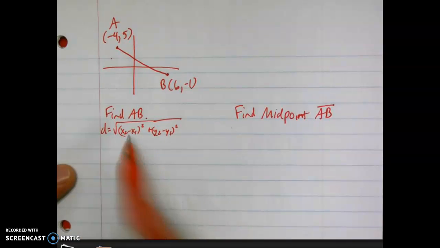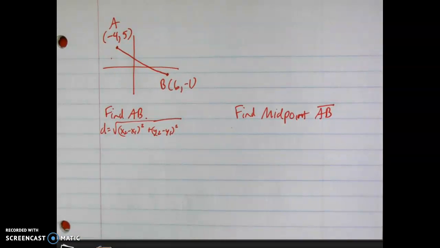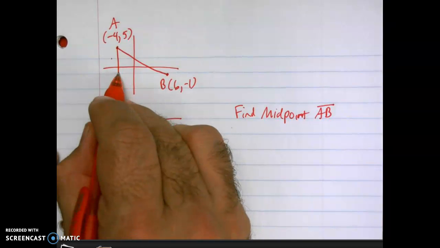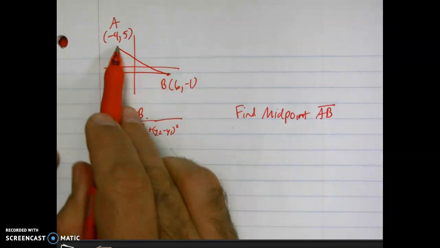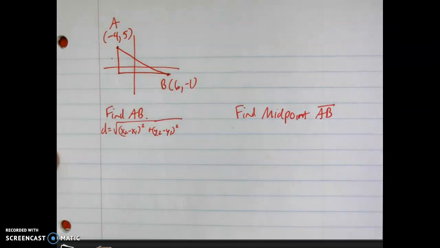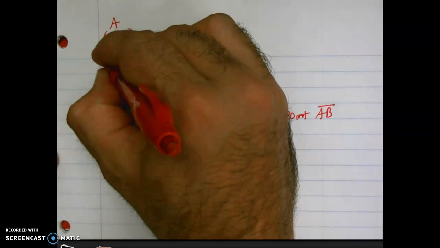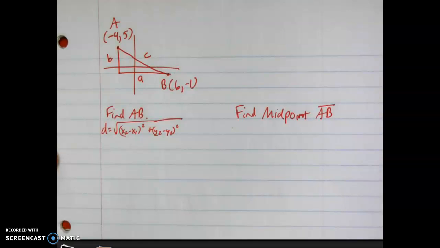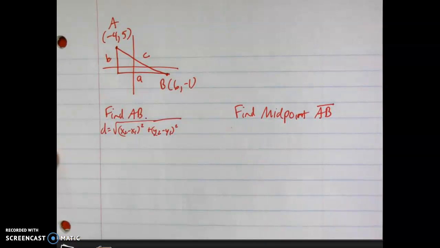This length, x2 minus x1, it doesn't matter which way you subtract it. We're just finding the length of a right triangle. Here's what I mean. I'm going to draw this right triangle for you. This is a right triangle. This is A, this is B, and this is C. And C is the length of the segment AB.